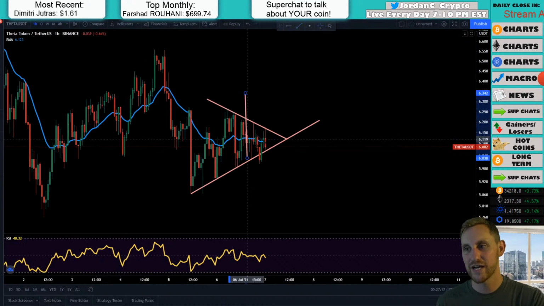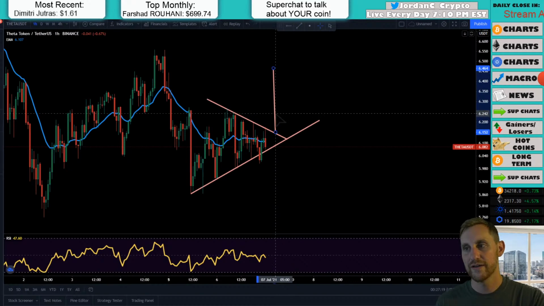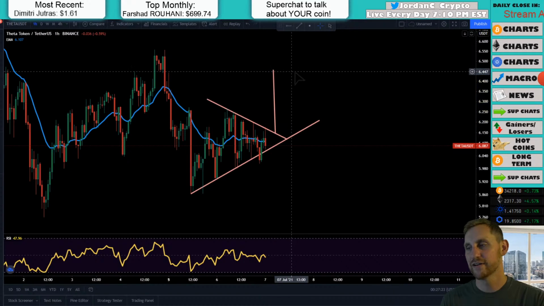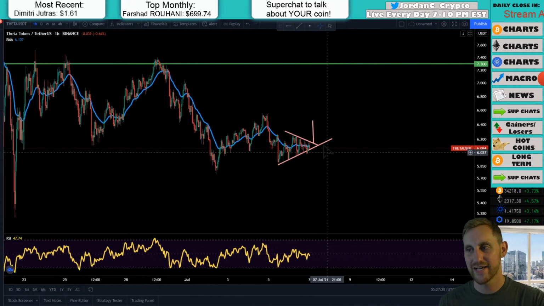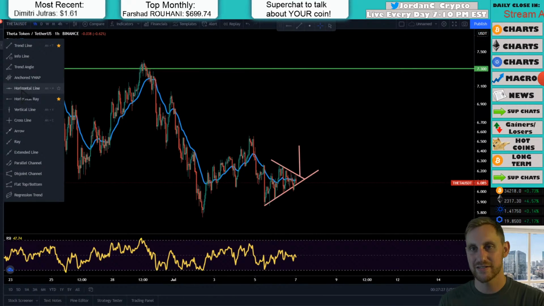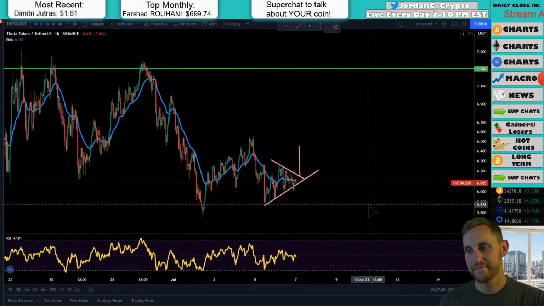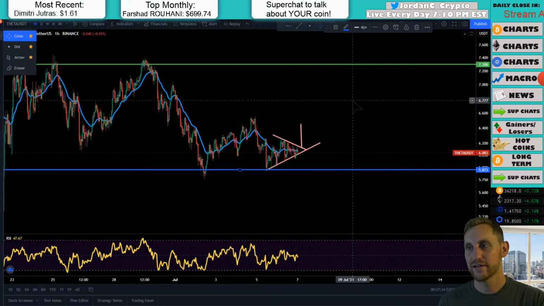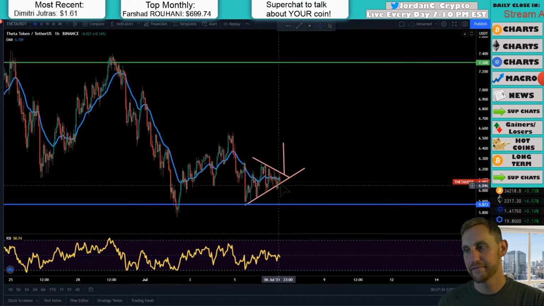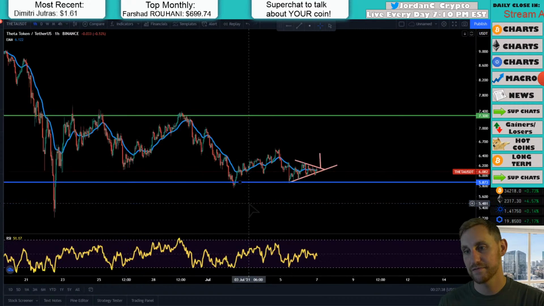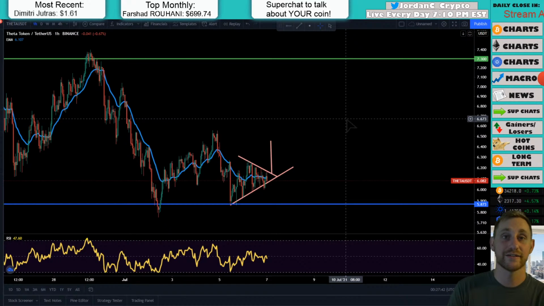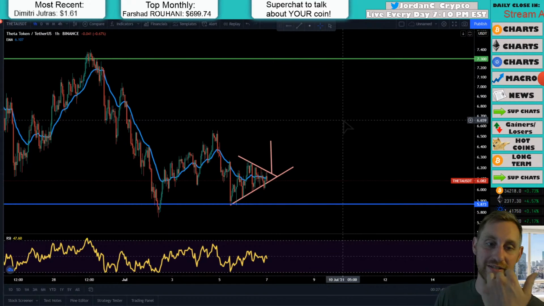Breakout target from top to bottom: if you did break to the upside, it would give you about a 645 for Theta. If you broke to the downside, as far as support and resistance goes, you probably have some pretty good support down here at like 587. But we'll see what happens with Theta. You guys know I love Theta. I think it has a good future, but a lot of these altcoins are waiting on BTC to wake up.